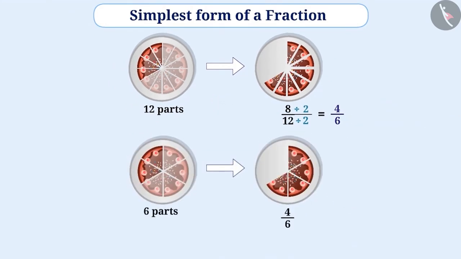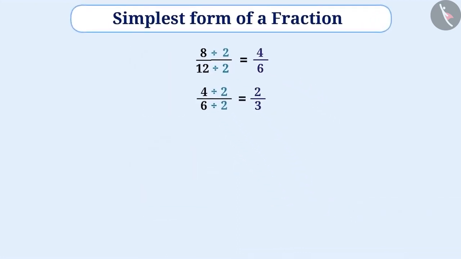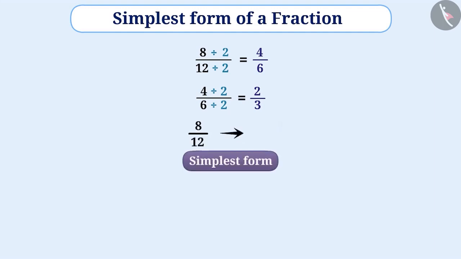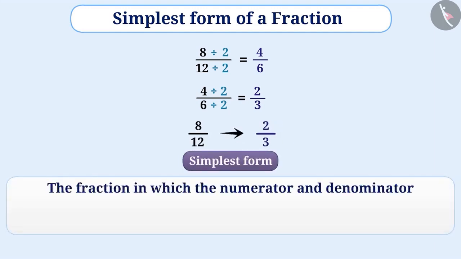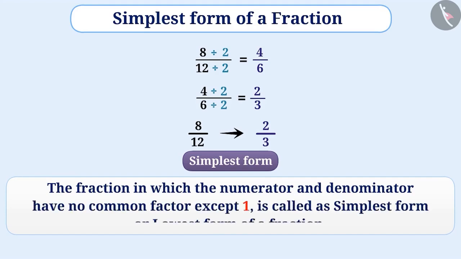2 is the common factor of both 4 and 6, so this can also be divided by 2. This results in an equivalent fraction of 2 by 3. Now here we can see that there is no common factor of the numerator and denominator except 1. So we cannot divide it further. So we can say that the simplest form of 8 by 12 is 2 by 3. The fraction in which the numerator and the denominator have no common factor except 1 is called the simplest form or lowest form of a fraction.